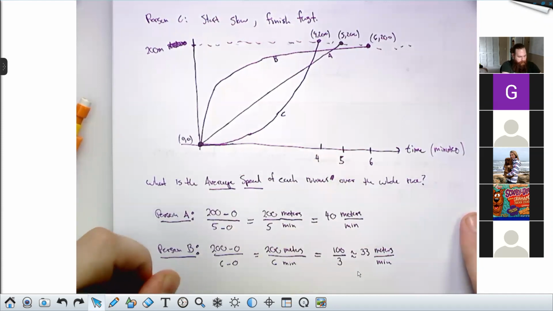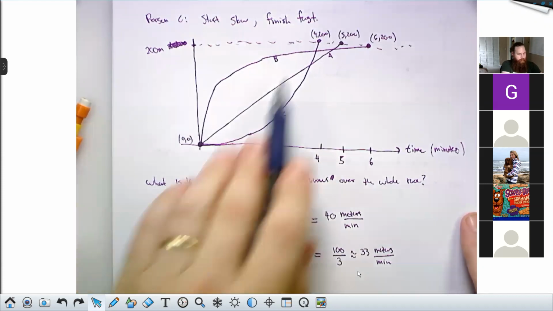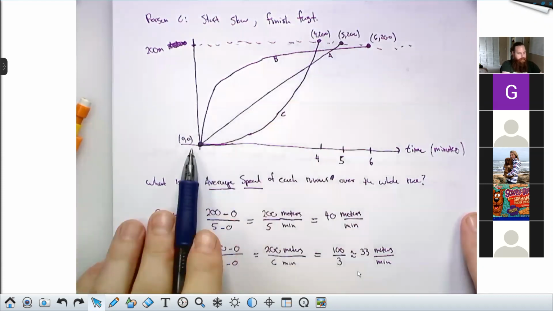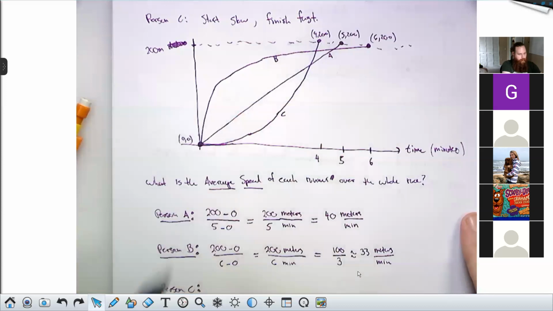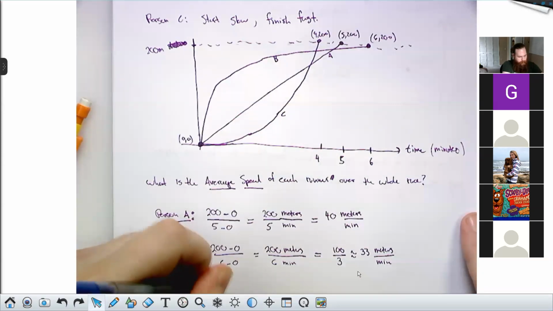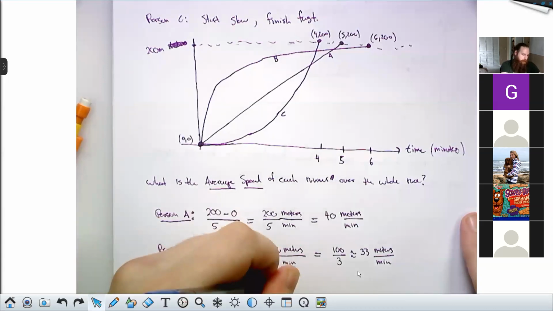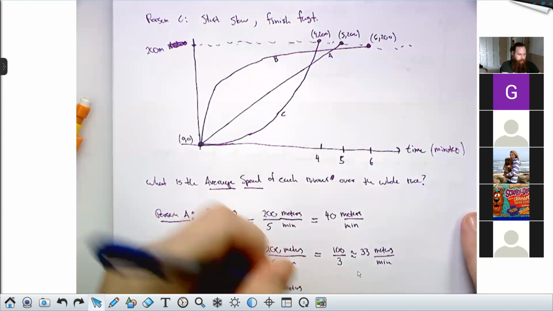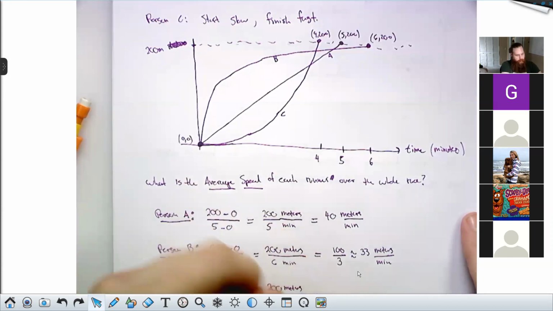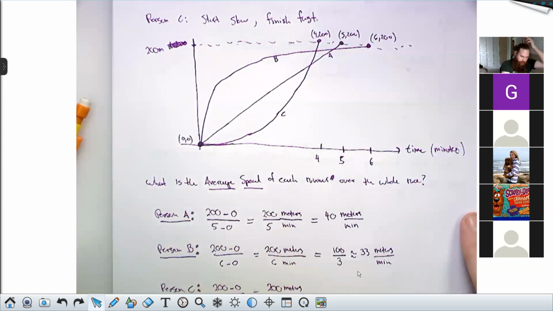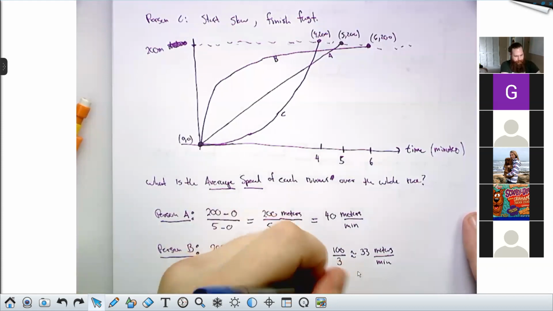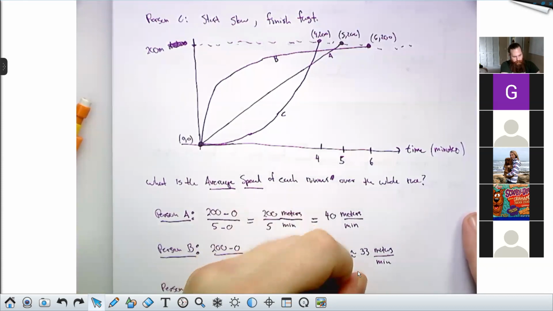And person C, they would be 200 minus 0 over 4 minus 0, or 200 meters over 4 minutes. I think 200 is divisible by 4. That should be 50 meters per minute.